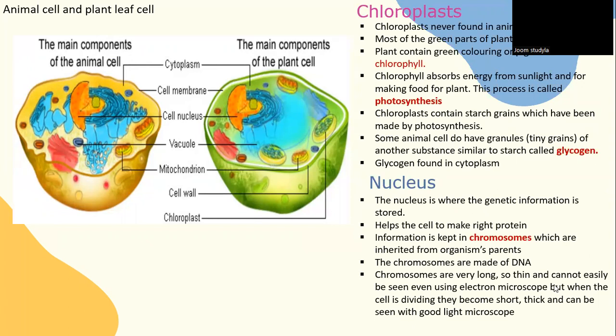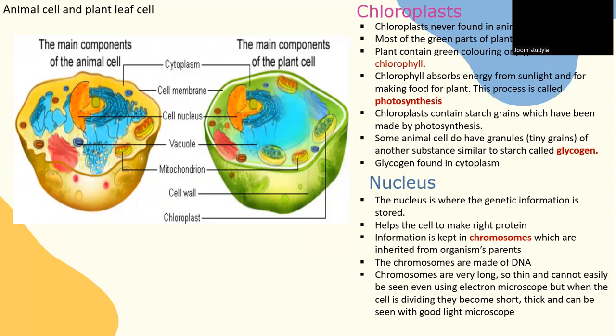Okay, let's look into the chloroplast and nucleus. Chloroplasts are never found in animal cells. You can see from this diagram that there is no chloroplast in animal cells. Most of the green parts of plants have chloroplasts, because plants contain a green coloring or pigment called chlorophyll. Chlorophyll absorbs energy from sunlight for the purpose of making food for the plant.